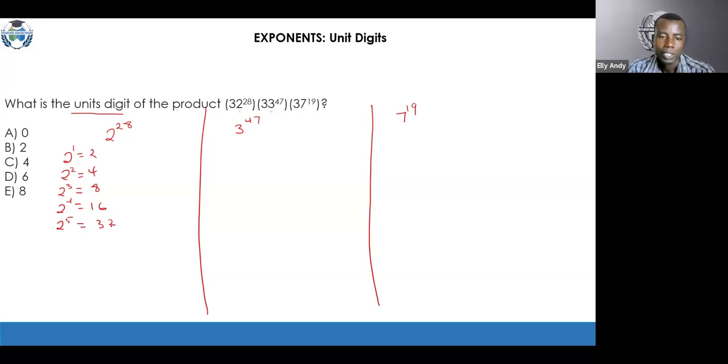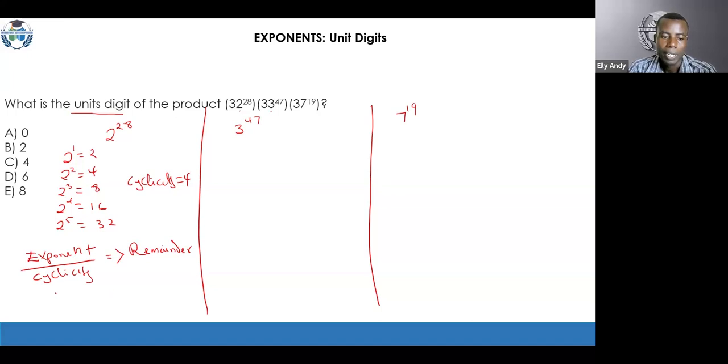Okay, so we stop there because we have the pattern already, 1, 2, 3, 4. So cyclicity is 4. So the next step here: take the exponent, divide with the cyclicity, and determine the remainder. This is what we want. This is where our interest is.